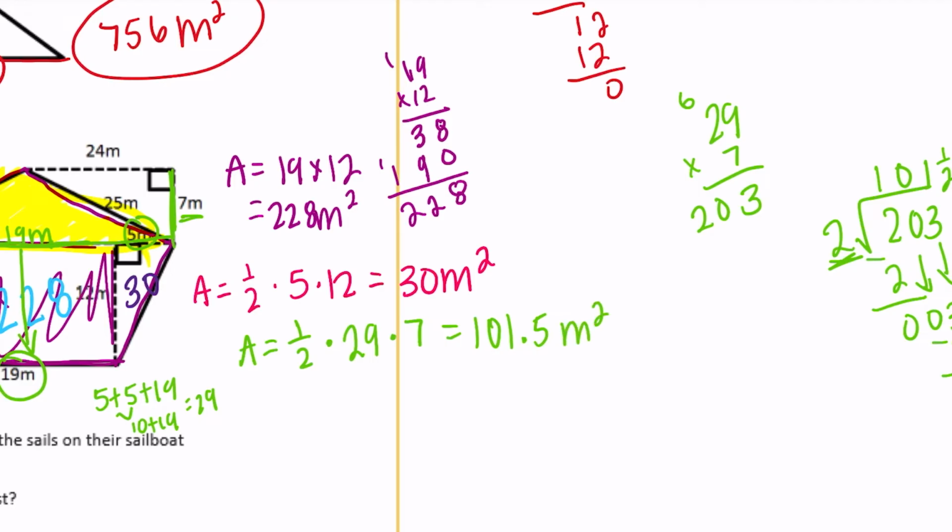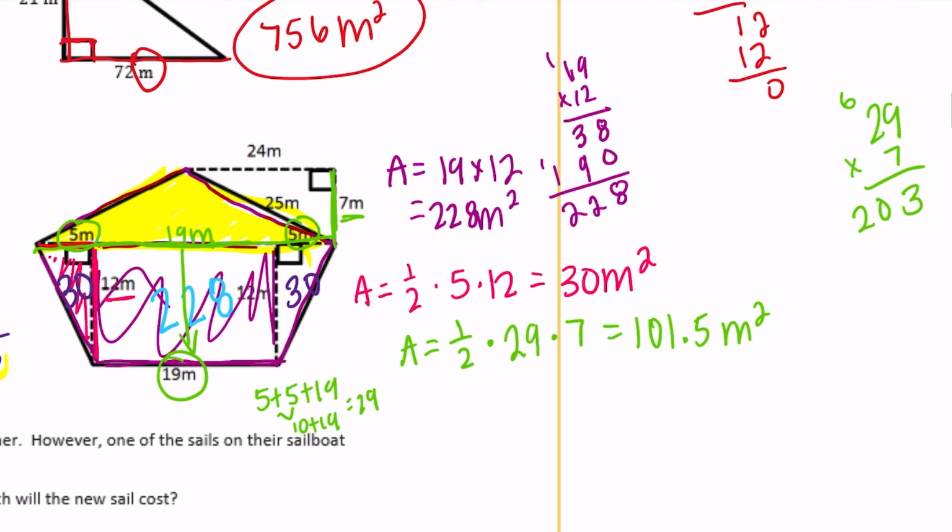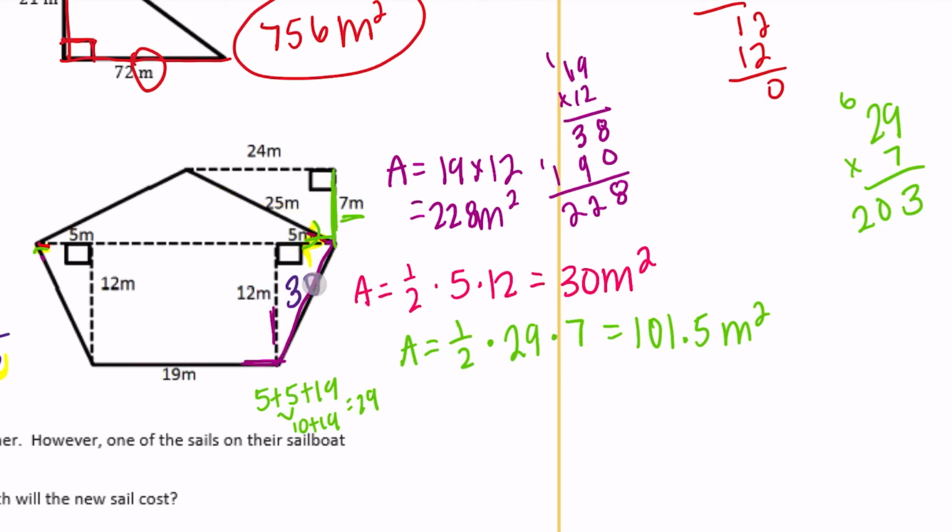So remember, now we're going to add all of these together. So let me wipe this clean, start fresh over here. Okay, so this middle rectangle was 228 meters squared. This was 30 meters squared on both sides. And then the top one is 101 and 5/10 meters squared. So we just need to add all of those together, and that'll give us the area of the pentagon.